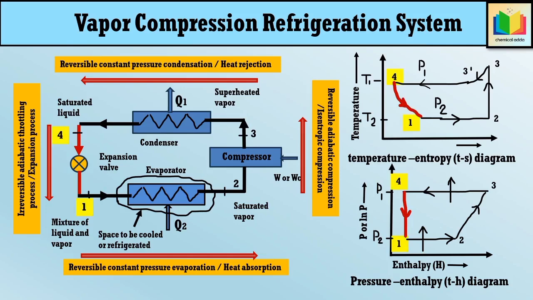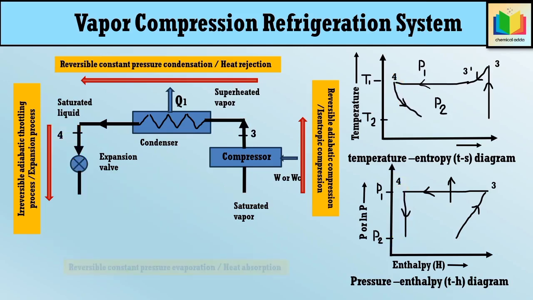Therefore, in the vapor compression cycle, throttling valves play two crucial roles. First, they maintain a pressure differential between the low and high pressure sides. The second is that they control the amount of liquid refrigerant entering the evaporator.